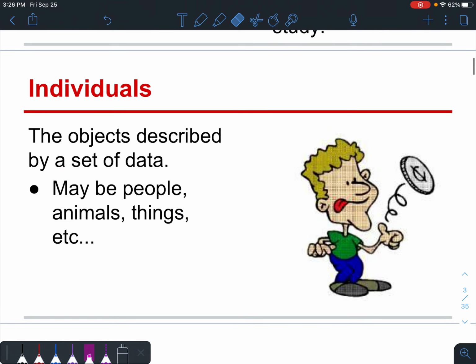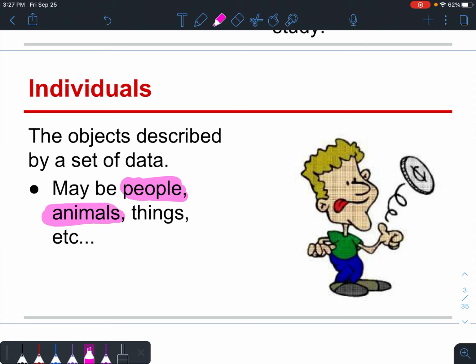We'll start off with individuals. Individuals in an experiment or a survey, those are the objects that are described by the set of data. So the objects, these could be people. These could be the people that we're talking about. It could be anything. It could be hair color. It could be height. It could be shoe size, like we were talking about in our project that we just did. The individuals are the objects that we're describing.